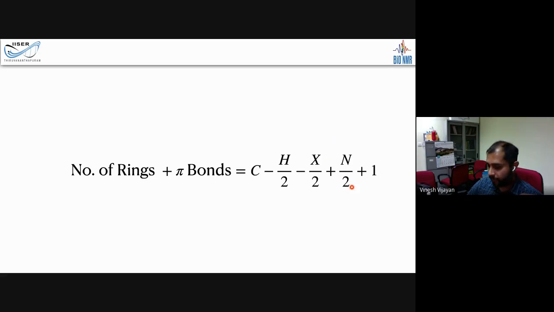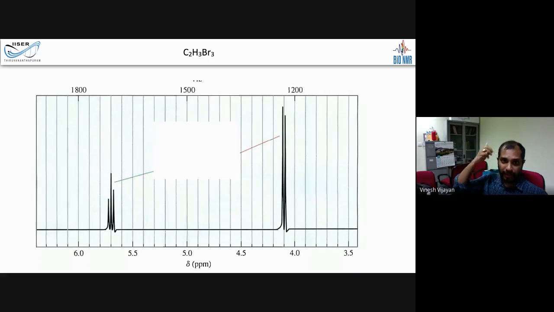Okay, if nitrogen is not there, eliminate this. If halogens are not there, eliminate this. But this +1 cannot be eliminated. Okay, so C minus H over 2 minus X over 2 plus N over 2 plus 1. Okay, this is the formula. That gives you the number of rings plus pi bonds. Okay, here are a few problems one can do, and that also has coupling.